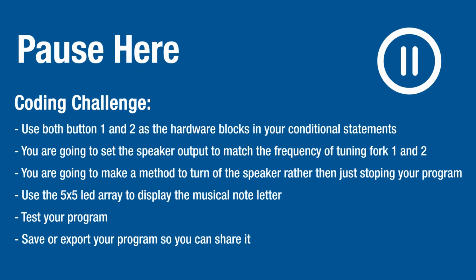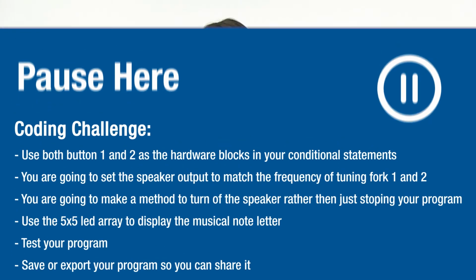All right, guys, so your challenge is to create a program that follows these parameters. You're going to use both button 1 and 2 as the hardware blocks in your conditional statements. You're going to set the speaker output to match the frequency of tuning fork 1 and 2. You're going to create a method to turn off the speaker rather than just stopping your program. So you're going to be able to be very creative there.